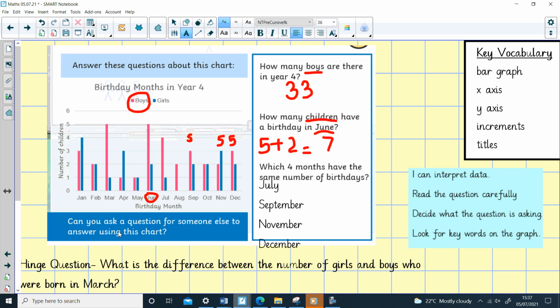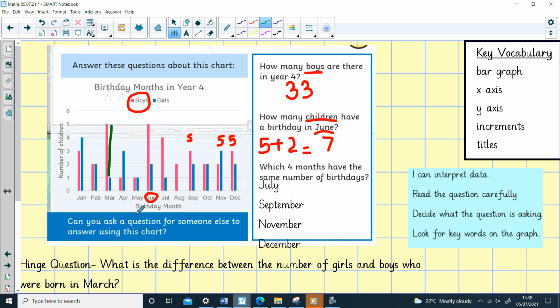Sometimes it's really good if you can ask someone else a question. So I'd like to ask you a question. What is the difference between the number of girls and boys who were born in March? So if we think about the difference, we're looking at how many more it is from the smaller tower up to the bigger tower. Okay, so if I just change my colour to green, the difference is from here to here. So how many more girls or boys were born in March? What's the difference? Pause the video and work out the answer for me.